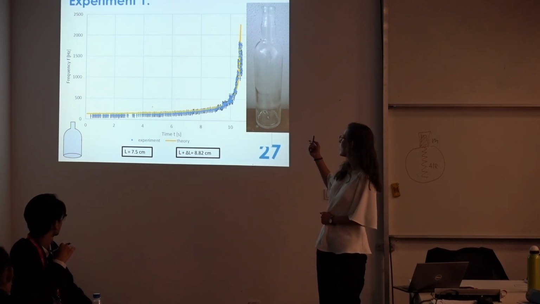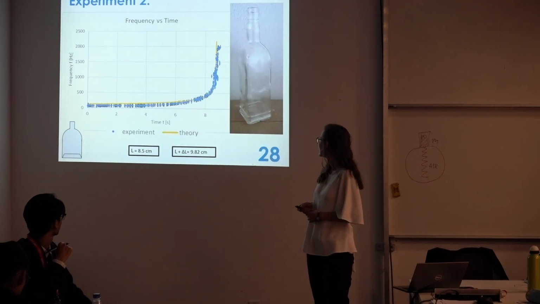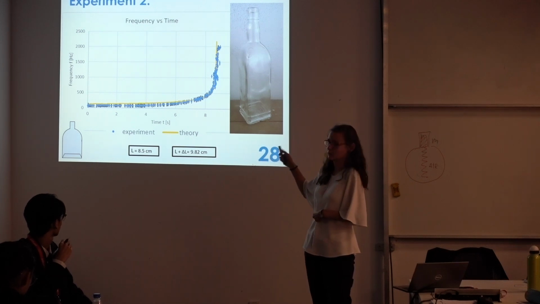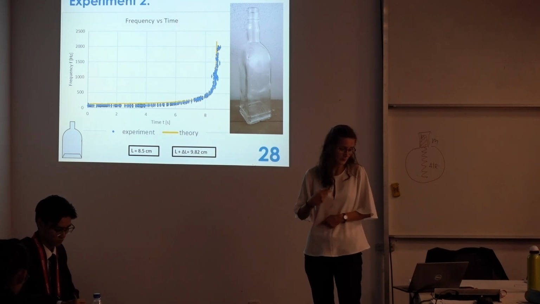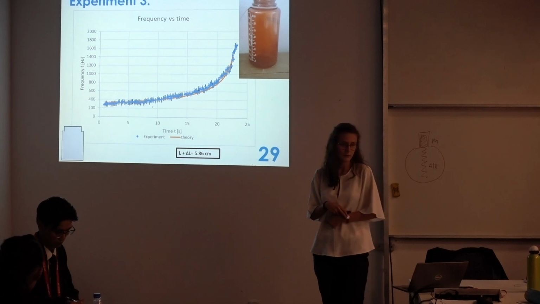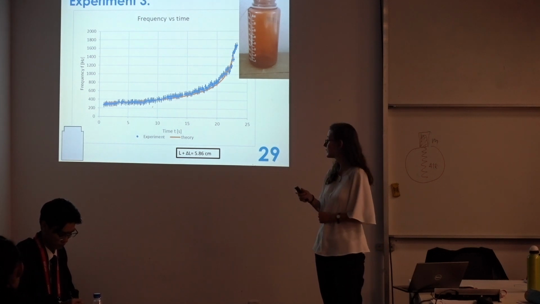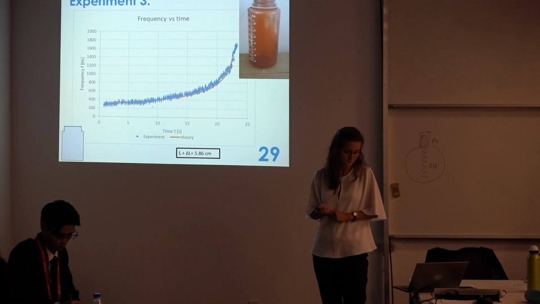This is for a classical wine model. The next one is another square-shaped model, which also is quite well represented by its theoretical curve. And the second one is a bubble with a wider neck. And as you can see, it also fits the theory quite well.